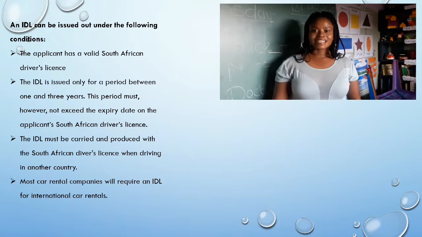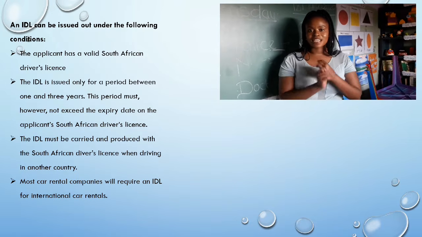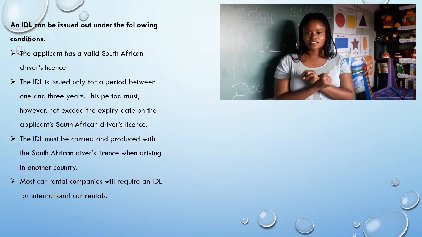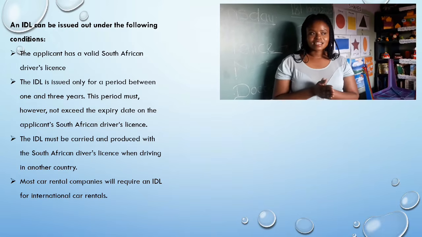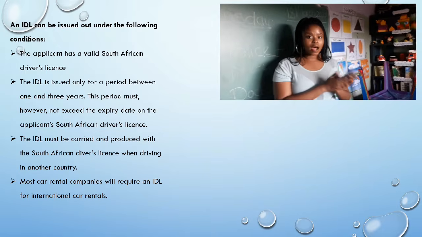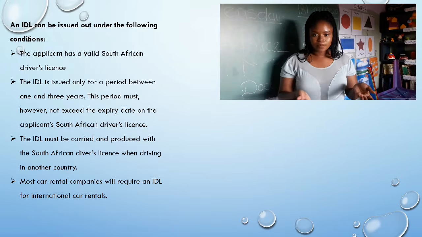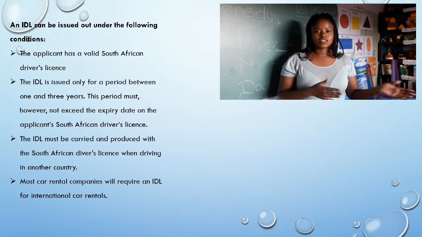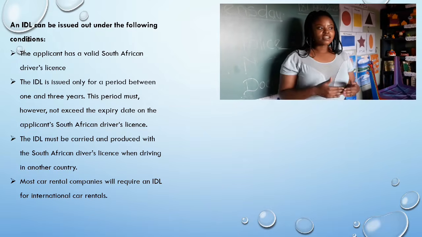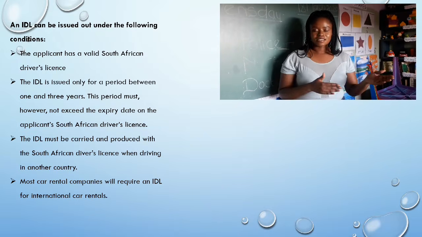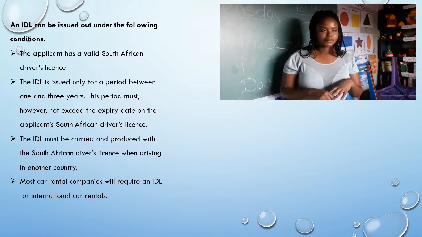An international driver's license can be issued out under the following conditions. Number 1, you must have a valid South African driver's license. Number 2, an international driver's license is valid for 1 to 3 years, provided your original driver's license is not expired. So for example, if your international driver's license is valid for 3 years, it won't work if your driver's license is expiring in 2 months. You understand? I hope that makes sense.